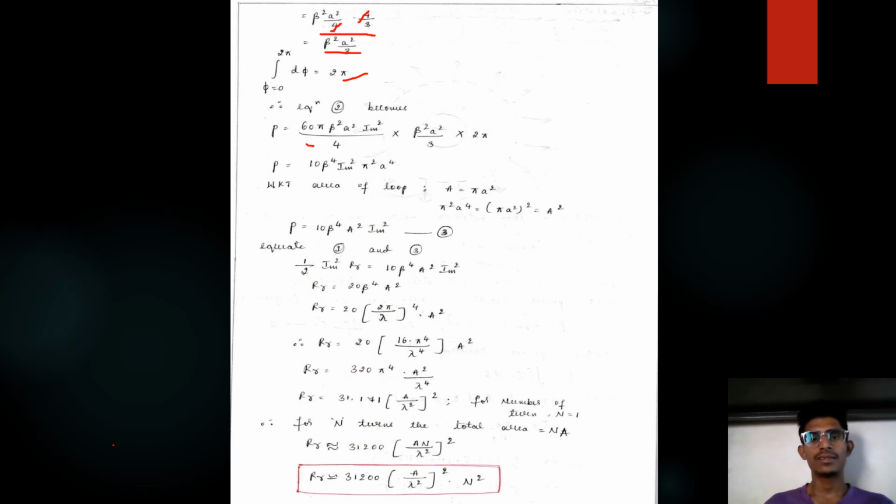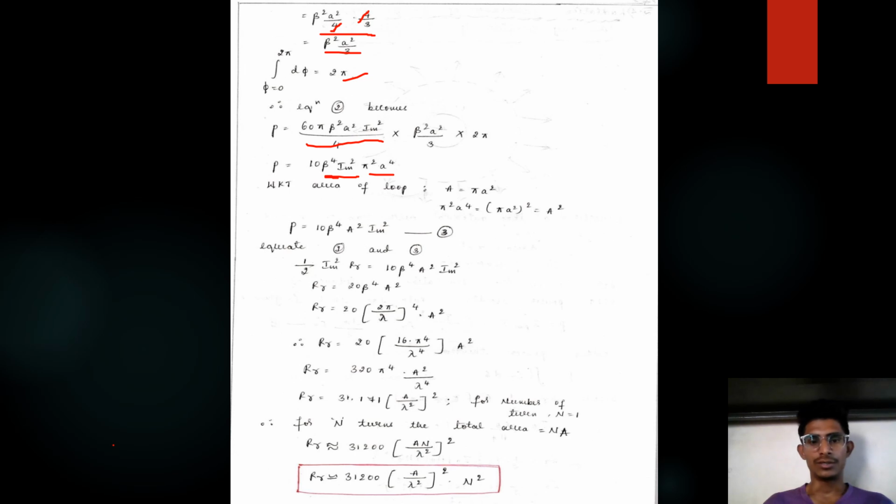After simplifying this whole equation we will get 10 beta power 4 Im squared pi squared a power 4. We know that considering the area, the area is equal to pi a squared, and pi a whole squared will become a cube. Substituting it here, P is equal to 10 beta power 3 a cube Im squared.